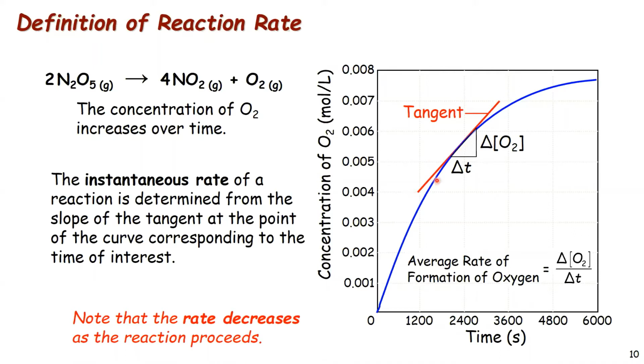The tangent of this point would actually represent the instantaneous rate. So you could actually determine the instantaneous rate if you want to do a little calculus. You could actually find the instantaneous rate at any portion. It's just the tangent of the curve, okay?